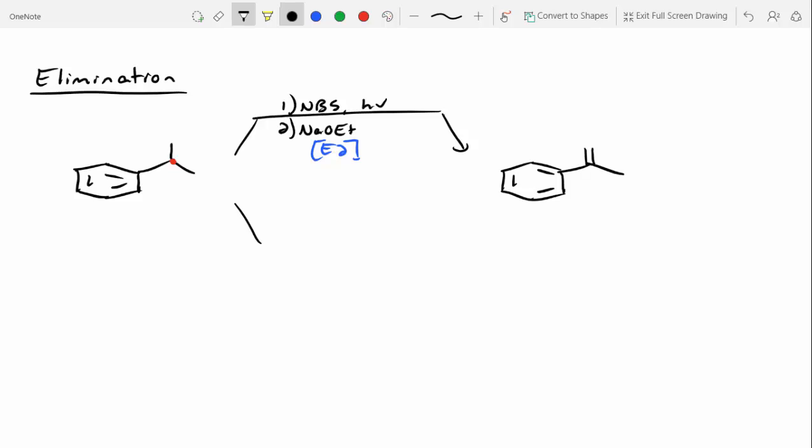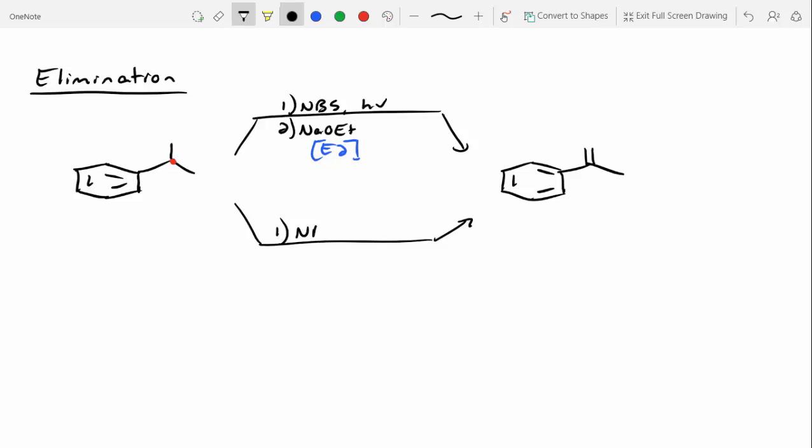Alternatively, what if we want to do this with an E1 reaction? What could we do to form or do this reaction using an E1 mechanism? Do we have to? Yeah, just for the sake of argument. Oh, so just for one? Yeah, just for fun. You guys don't do this for fun at home?